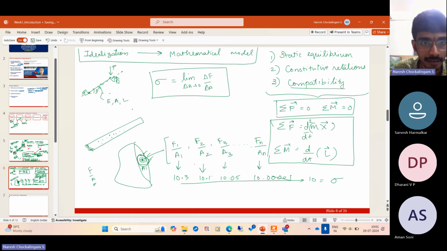Similarly, for strains, right? The engineering definition of uniaxial strain is the change in length divided by the original length. This is an engineering definition, but it is global. This is the average strain over the entire member. If you take the total length of the member, look at the change in its length, and divide by the original length, that's the average strain throughout.